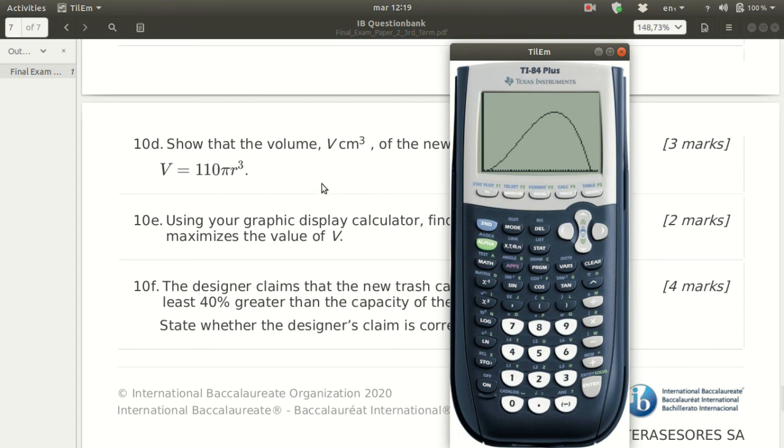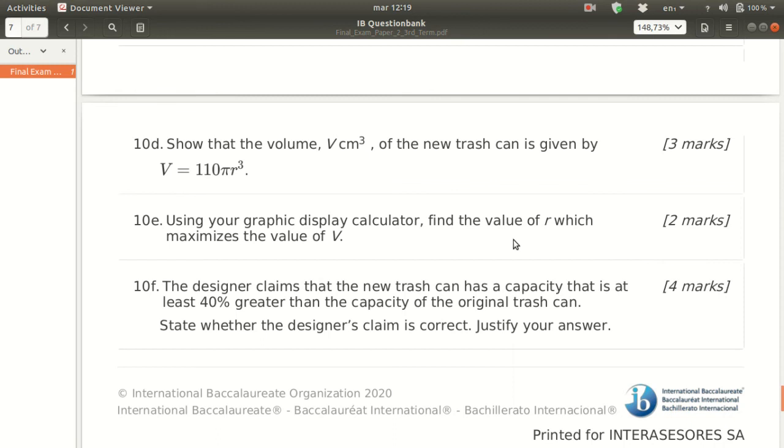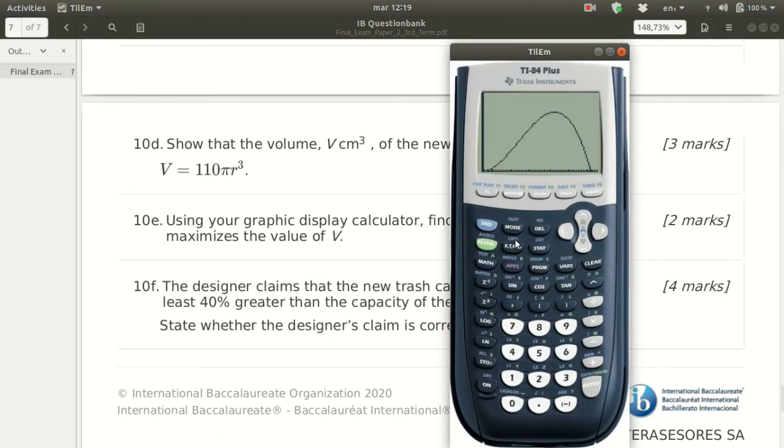So using your graphic display calculator, find the value of R which maximizes. I guess another way to do it was to graph the derivative and see where it was 0. So I'm going to do that as well. So trace maximum. So here and here. Okay, so 31.4, rounding to 3 significant figures. So that's the radius, 31.4 to 3 significant figures.